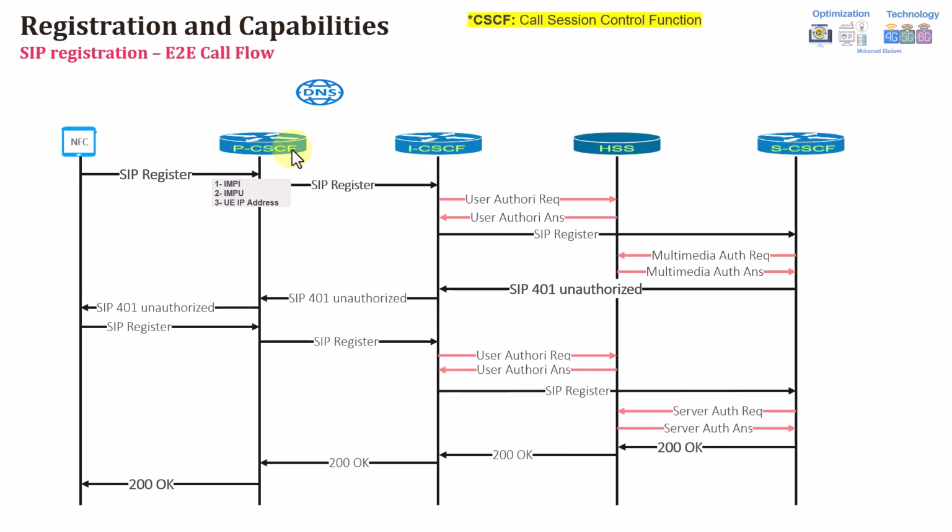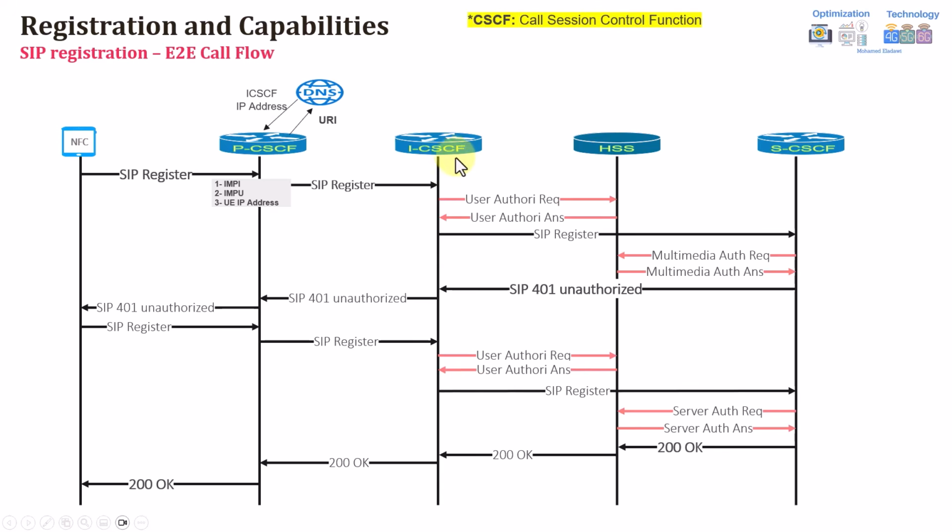So the proxy call session control function needs first to query the DNS, asking them about, or getting, the IP addresses of the I-CSCF. So once it's got the I-CSCF using the SIP URI, which is being included in the SIP register, what is being sent to the DNS will now tell them you can send it to this particular IP address. So it will forward the same message here.